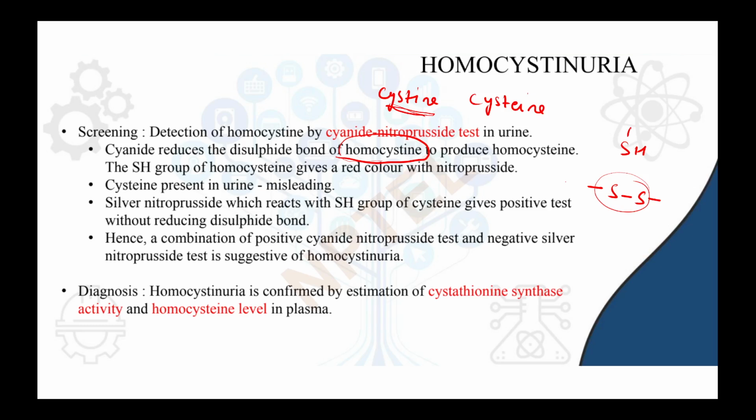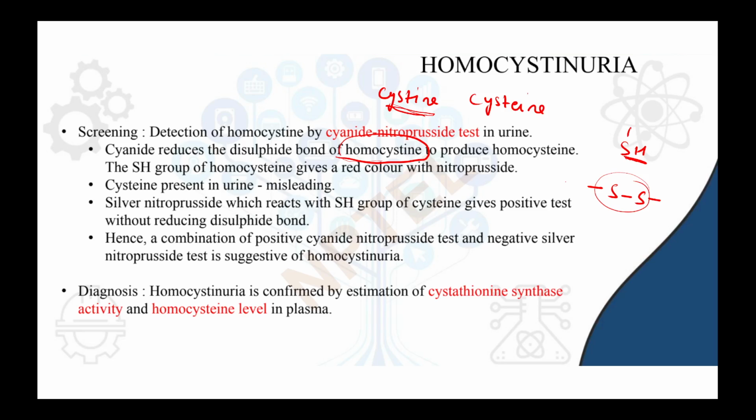So if it is a dimeric form, now cyanide can reduce the dimeric form to produce the monomeric form. And the SH group of the homocysteine gives a red color with nitroprusside. So now this SH group will be free and it can react with nitroprusside to give a red color. Now if cysteine is present in urine, it is going to be misleading because cysteine also will have that SH group.